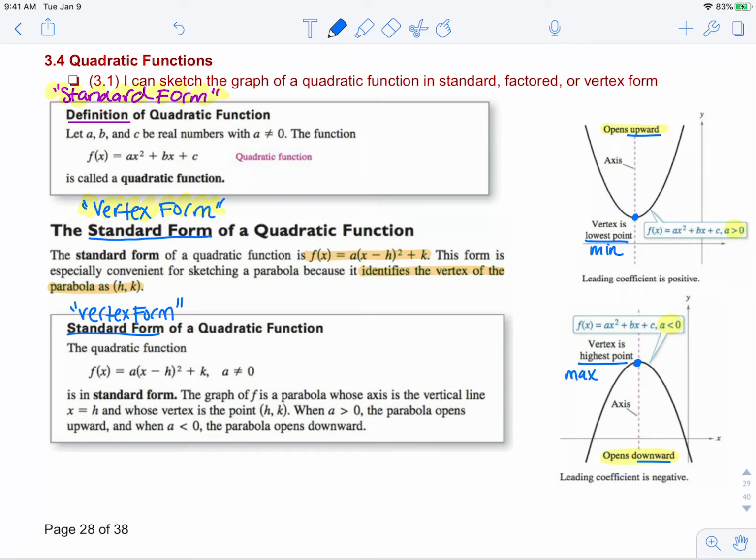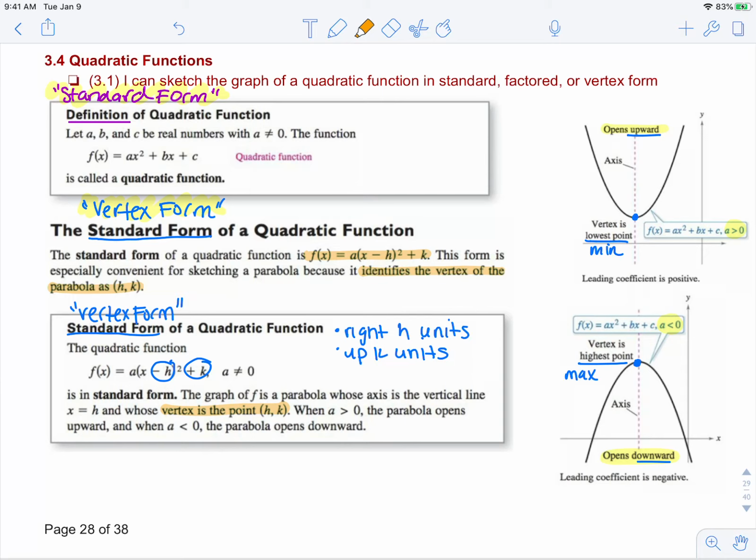I can see from this h here, we shifted right h units, and then this plus k means we move up k units. Well, if we shifted right h and up k, then our vertex, which is initially at the origin (0, 0), would be at (h, k).